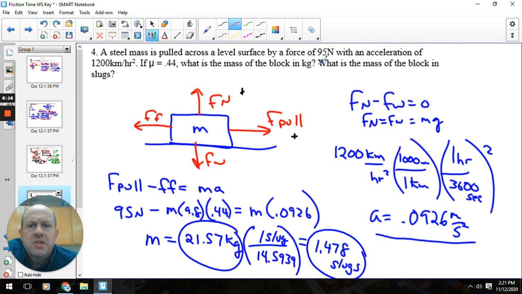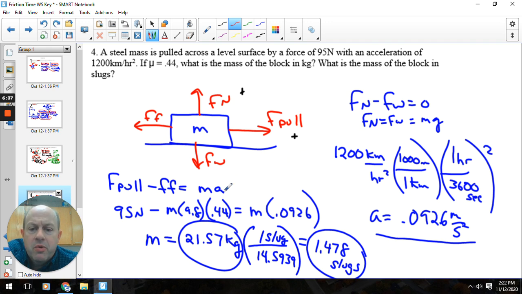Lastly, we have a steel mass pulled across by a force of 95, acceleration of 1,200 kilometers per hour squared, mu is 0.44. What's the mass of the block in kilograms? And then, just for fun, I also had you find the mass in slugs, which is kind of an old-fashioned unit of mass.